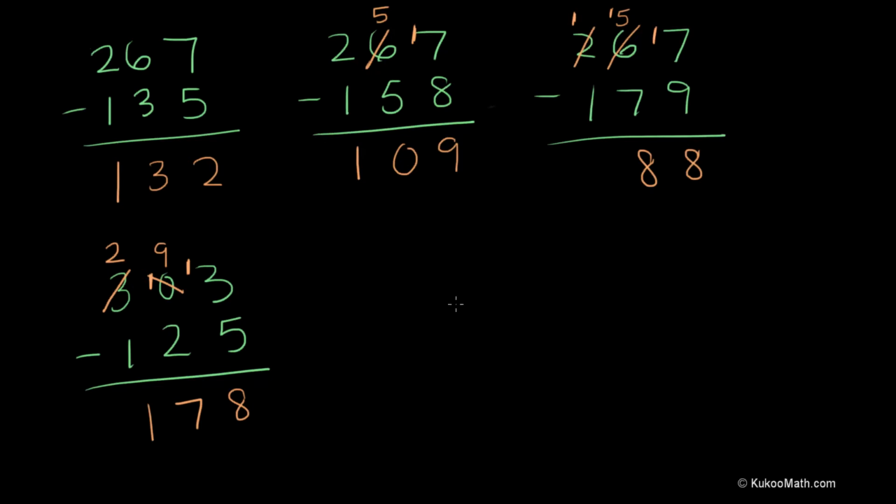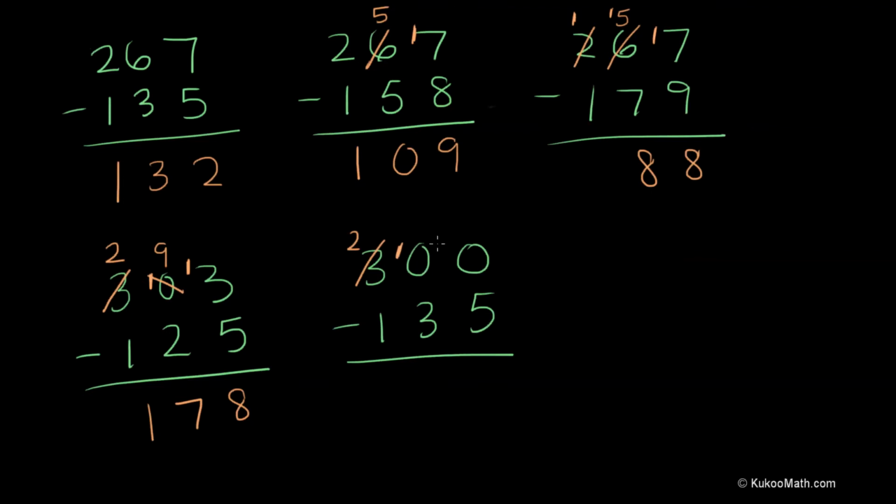Let's look at this other problem. 300 minus 135. In the ones column, we can't do 0 minus 5. But we also can't borrow from the tens column because it's also a 0. So let's look at the hundreds column. We're going to cross it out and write a 2. And then put the one that we borrowed in front of the tens column.